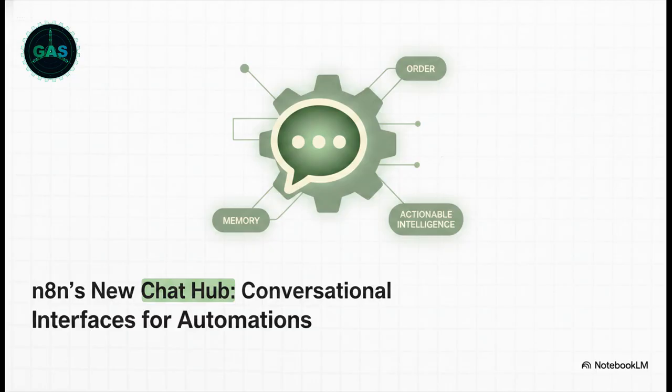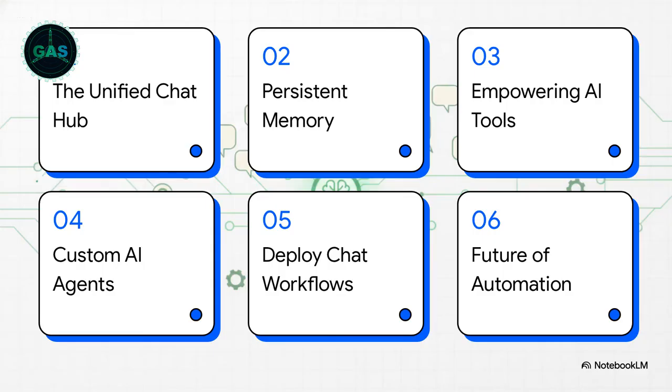This is an absolute game changer if you're looking to bring order, memory, and actionable intelligence to your daily automated tasks. Here's our roadmap for this explainer. First, we've got the unified chat hub, followed by persistent conversational memory. Third, we'll look at empowering AI with tools, and fourth, interfacing with custom agents. Then, we'll cover deploying your chat workflows and wrap it all up with the future of automation.